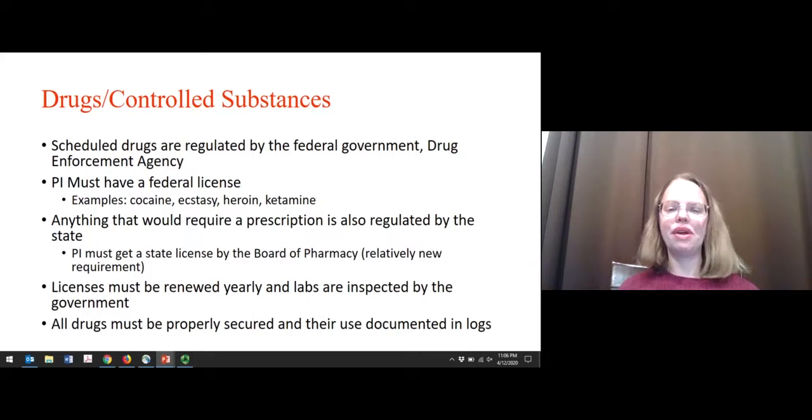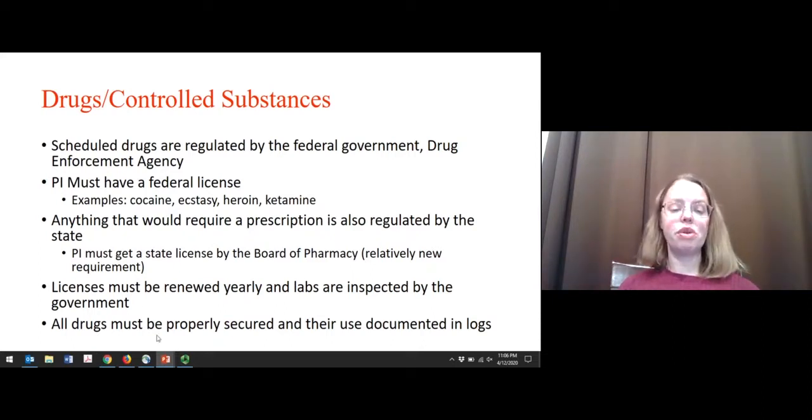All right, so almost all the anesthetics that we use for anything in animals are prescription. And so many of your PIs will have these state licenses. They've got to be renewed yearly, and the labs are then inspected by the government. The federal and the state government come out and inspect my lab on a regular basis.